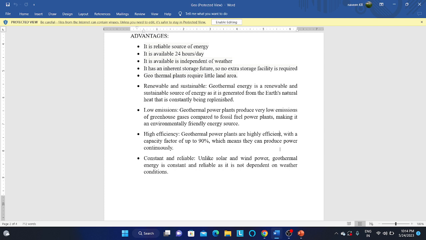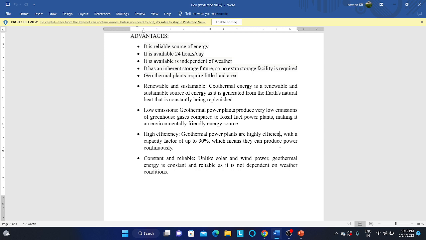Low emissions. Geothermal power plants produce very low emissions of greenhouse gases compared to fossil fuel power plants, making it an environmentally friendly energy source. You see, when we produce electricity from fossil fuels, it produces a lot of greenhouse gases. To avoid this, we use the geothermal power plant to produce electricity without emitting a lot of greenhouse gases into the environment. This is environmentally friendly.